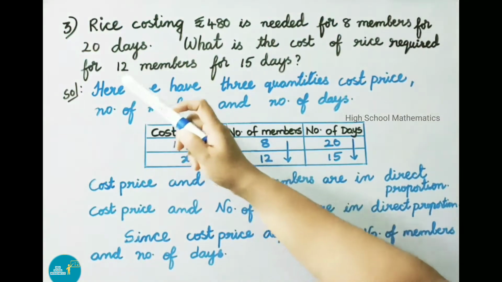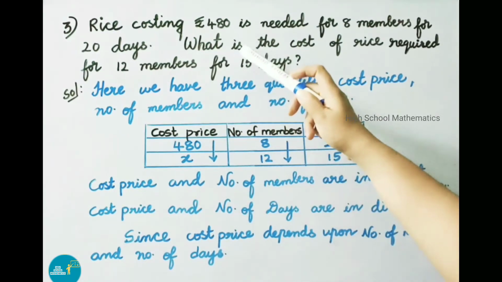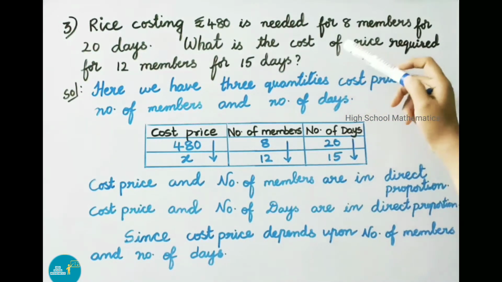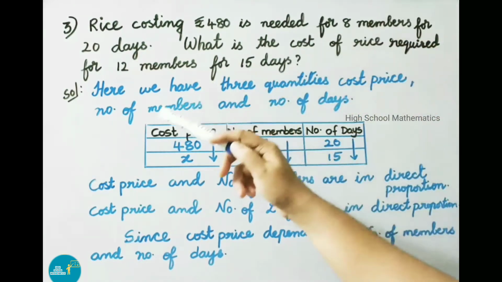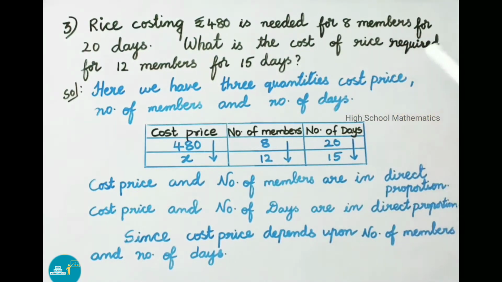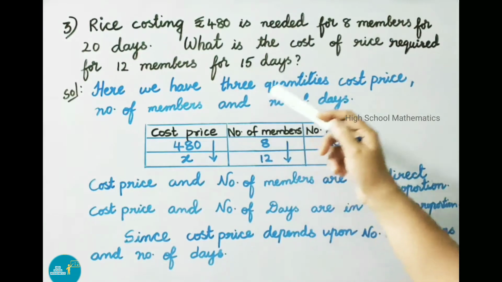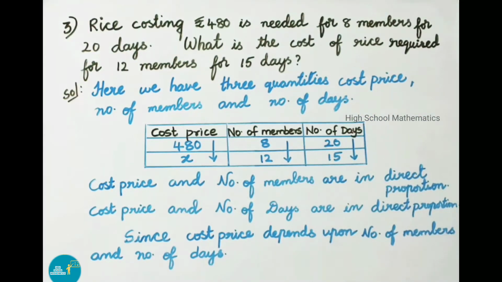See now question number 3. Rice costing 480 rupees is needed for 8 members for 20 days. What is the cost of rice required for 12 members for 15 days? Let us see the solution.